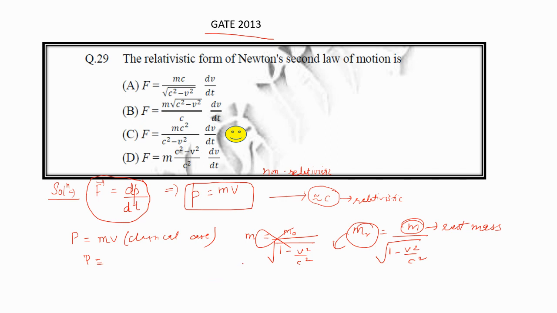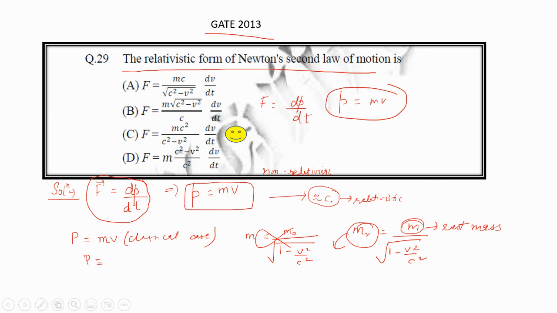Sure. Okay. So in this question, we are asked to find out the relativistic form of Newton's second law of motion. You know Newton's second law is force equal to rate of change of momentum, right? And momentum is equal to m into v. This is the classical case, when an object of heavy mass moves with velocity v, so you are finding the momentum of that particle.